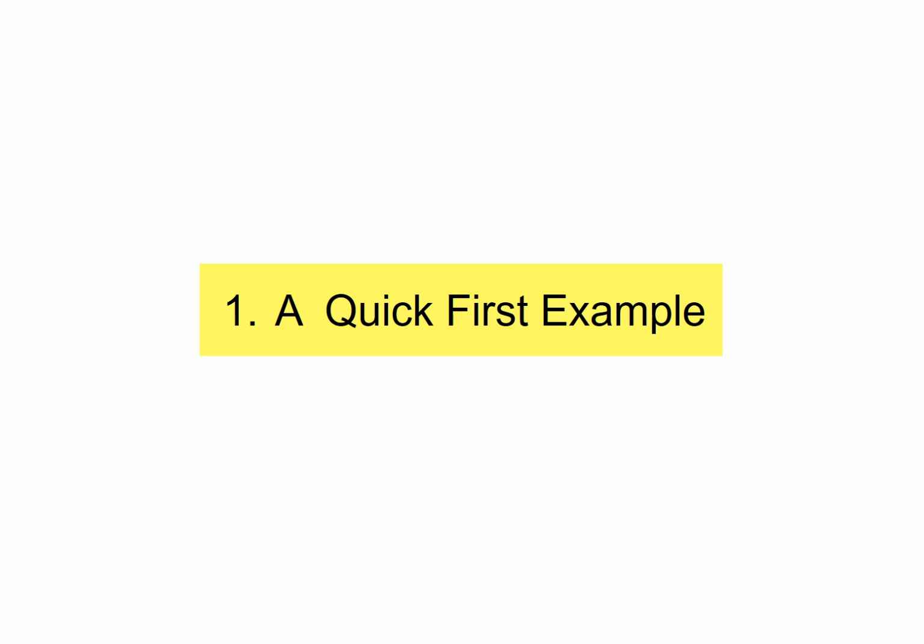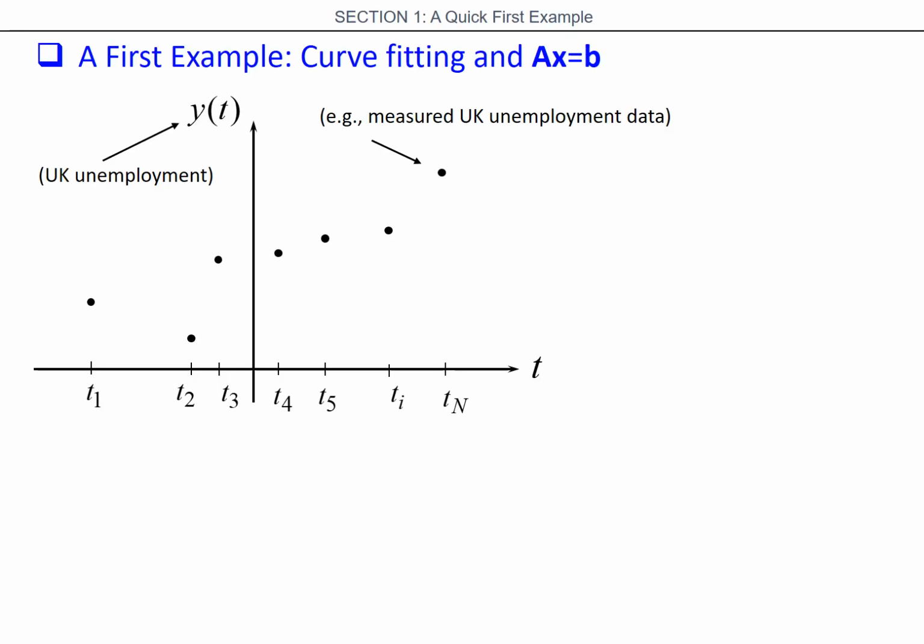So a quick first example is probably the best way. So let's take a look at some data here. Let's say we've got unemployment versus time, and these time instances are all non-equally spaced, so they could be completely and utterly irregular. And what we want to do is look at a trend. And if we think the trend is a straight line, we say let's fit a straight line to those data points.